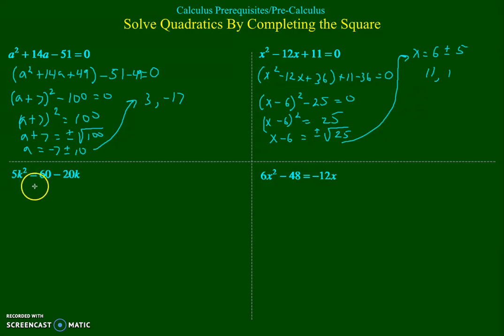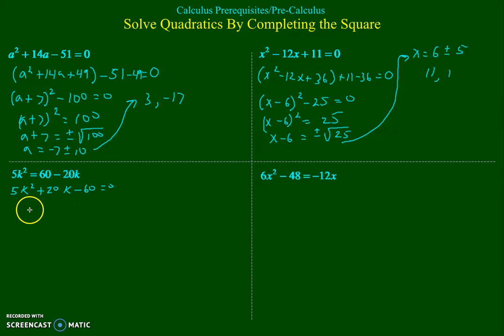Now down to this problem. Well, this is not going to be in standard form yet, so we've got to put this in standard form. So do a little manipulation first. We have 5k squared plus 20k minus 60 equals 0.